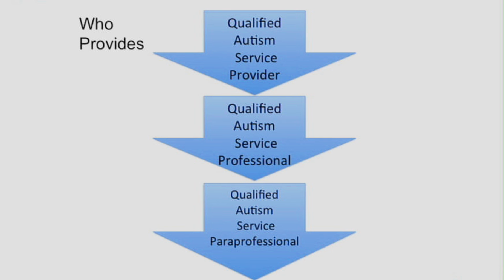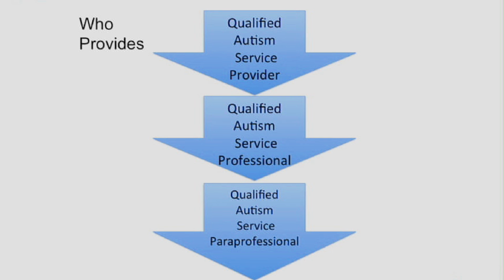Who provides this type of treatment? Robin mentioned earlier that SB 946, the law, defines who's able to provide comprehensive behavioral treatments for young children. And it's a layered type of a system, which is a little bit unusual. Normally in the medical field, you make a referral to the specialist, and the specialist is the one providing the service. In comprehensive behavioral treatments, the qualified autism service provider is sort of that top layer. That's the licensed or certificated person who then supervises a qualified autism service professional who then provides direct supervision of a qualified autism service paraprofessional.